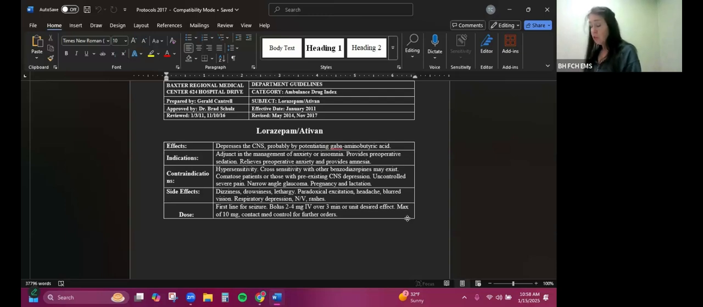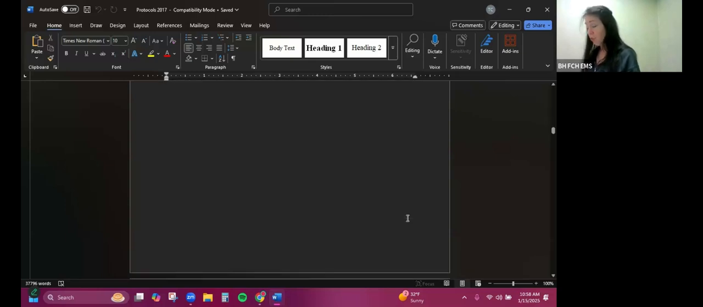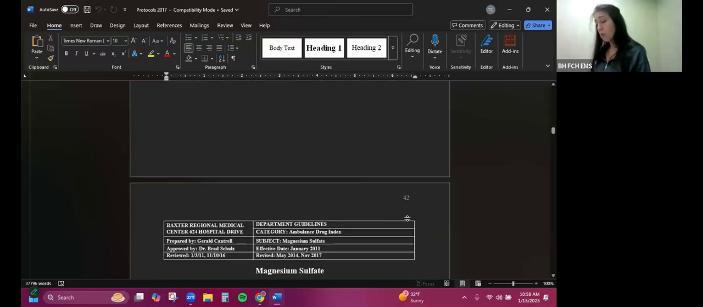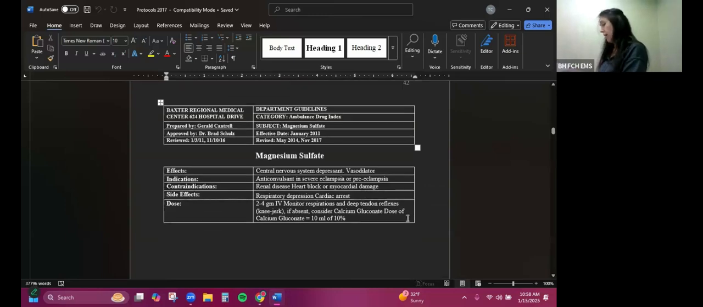It's your first line for seizures. So we won't have diazepam anymore. We will be going to Ativan. The first line for seizures bolus is 2 to 4 milligrams IV over 3 minutes or until desired effects, with a max of 10 milligrams. If you need more, you have to contact medical control on this. But this is going to replace our diazepam.